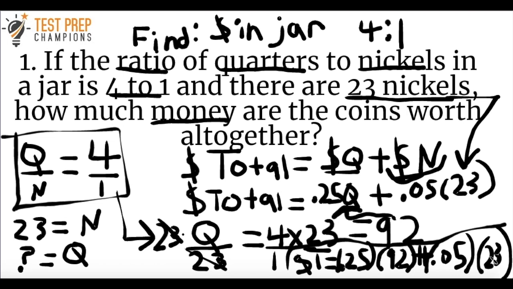So 0.25 times 92. That gives me 23. So we've got 23, and then let's do 0.05 times 23. That gives me 1.15. So we add 23 to that, and my calculator gives me 24.15. So let me cross out this ratio here because we don't need it anymore. And I've just found that the total amount of money in the jar is $24.15, and that is the correct answer. Hopefully you got that. If you did, give yourself a pat on the back.